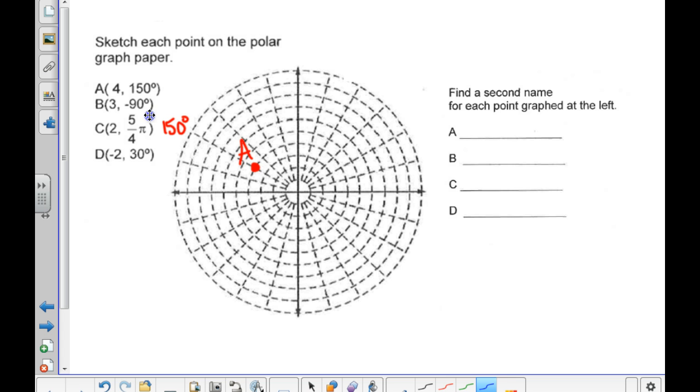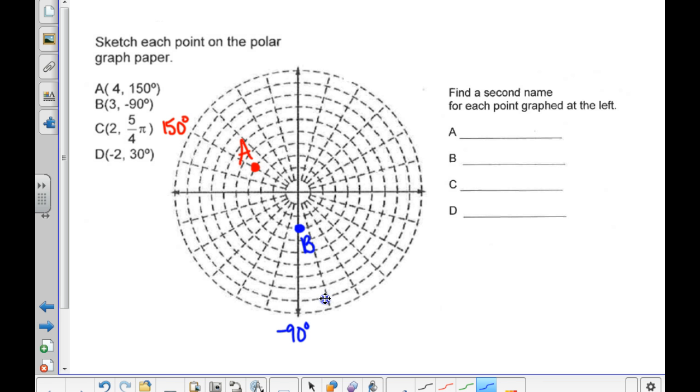Okay, B says 3, negative 90. What do you think? Any ideas? Yep, rotate down here. Okay, negative 90 degrees, so this will be our negative 90. And go out 3, 1, 2, 3 would be here. Make sure you count this first one. Sometimes I forget. Okay, that one's 1, this is 2, this is 3 units.